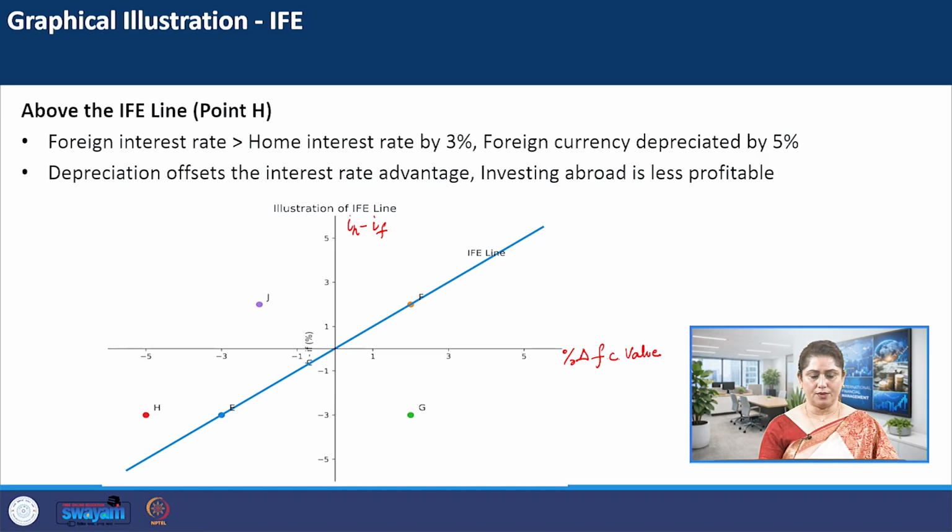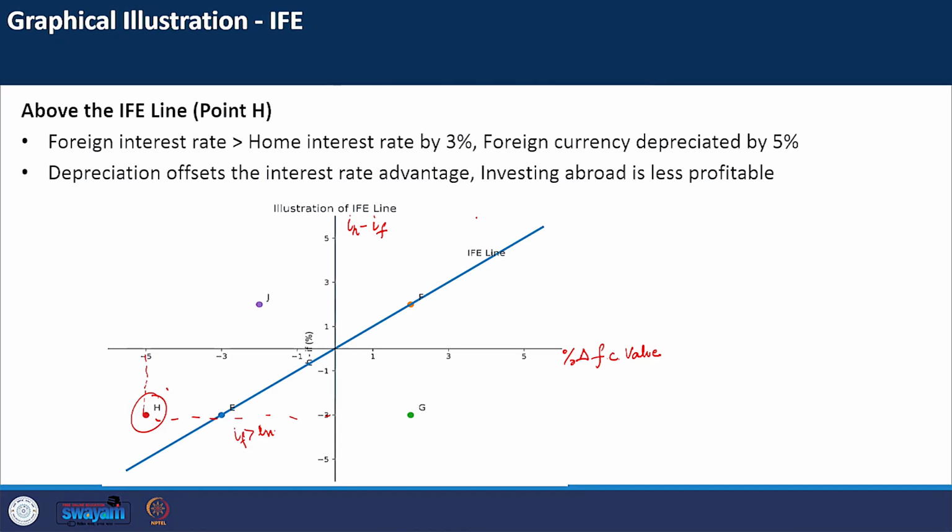Now we have another situation, and this is point H. Here the foreign interest rate is also greater, and it is greater by 3%. You see here it is greater by 3%. So in this case IF is greater than IH, and at the same time the foreign currency has depreciated by 5%. So here the depreciation has offset the interest rate advantage, and investing abroad is less profitable.